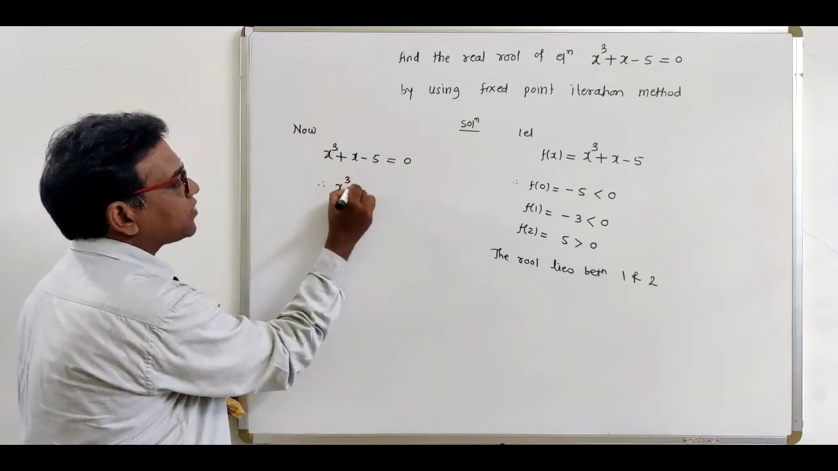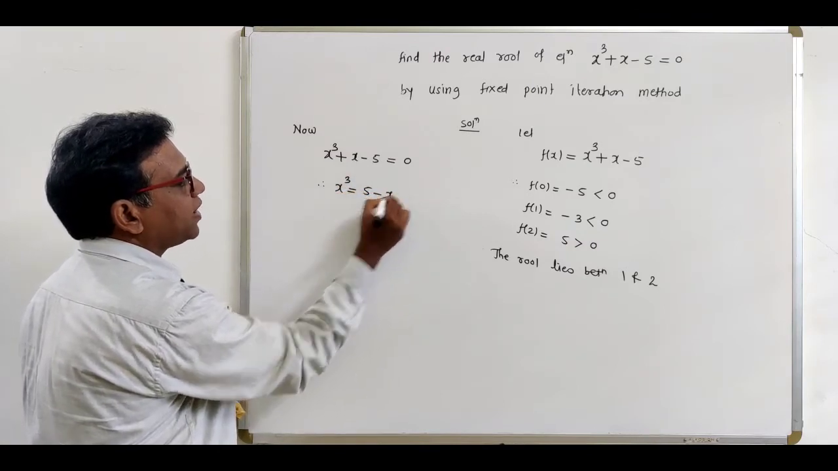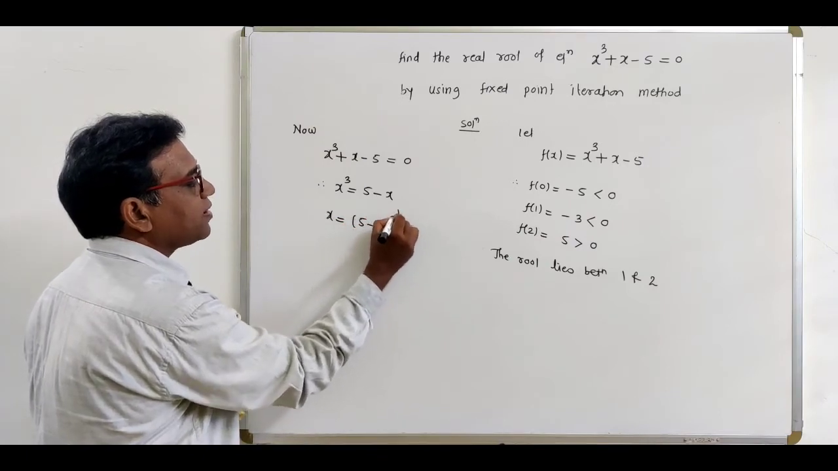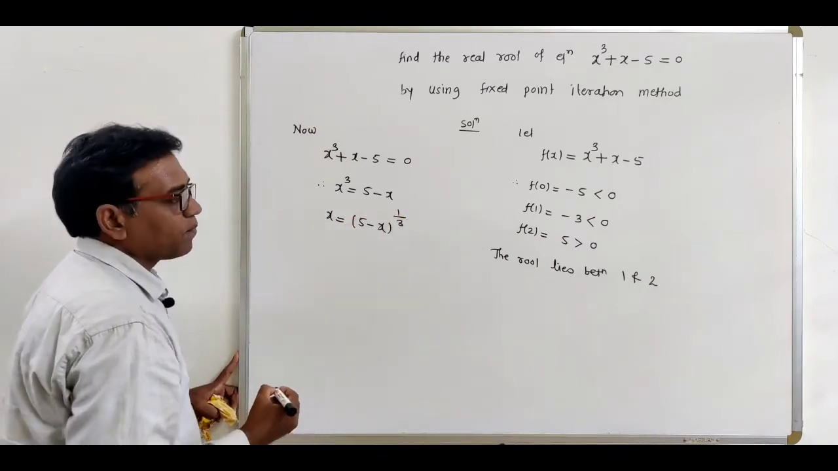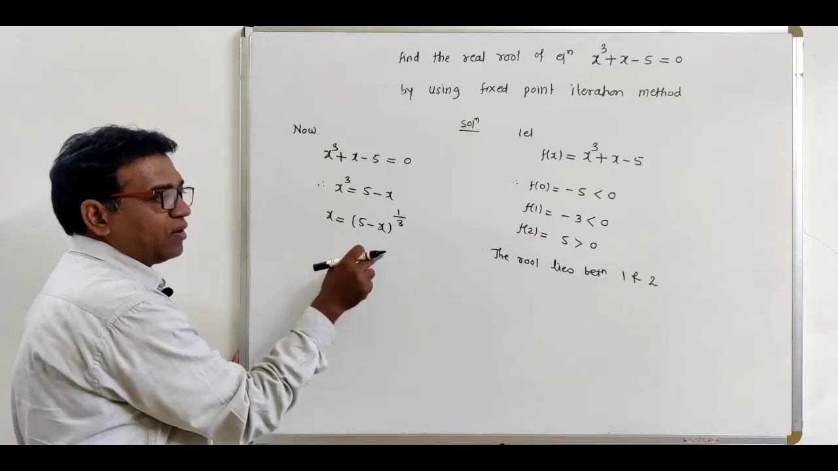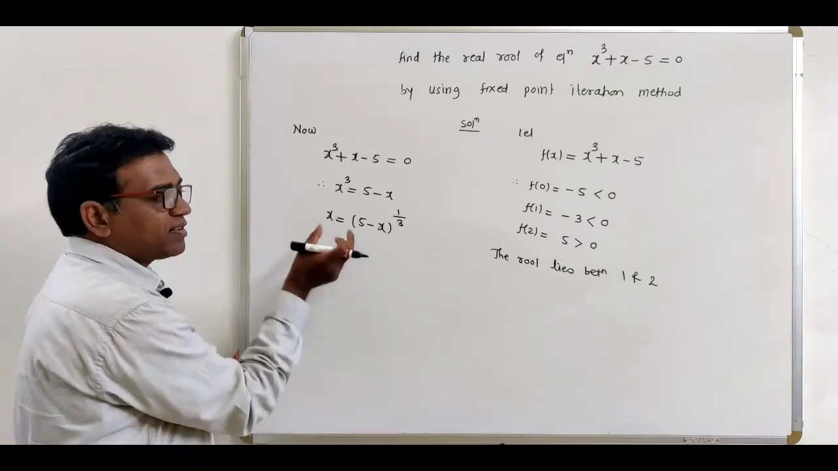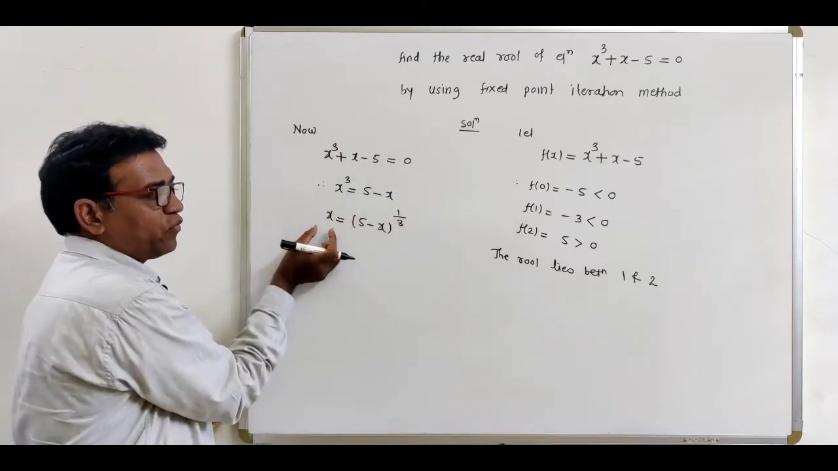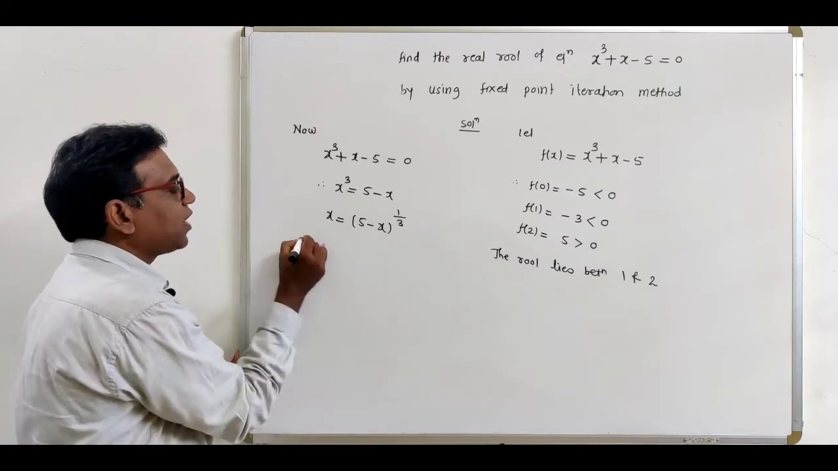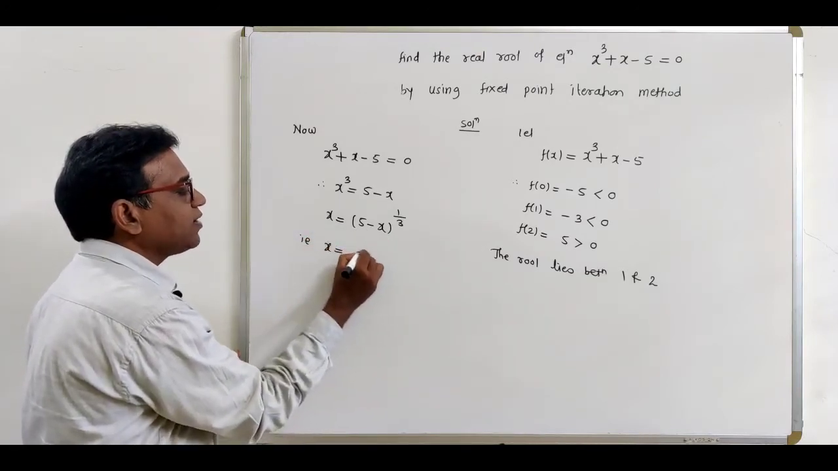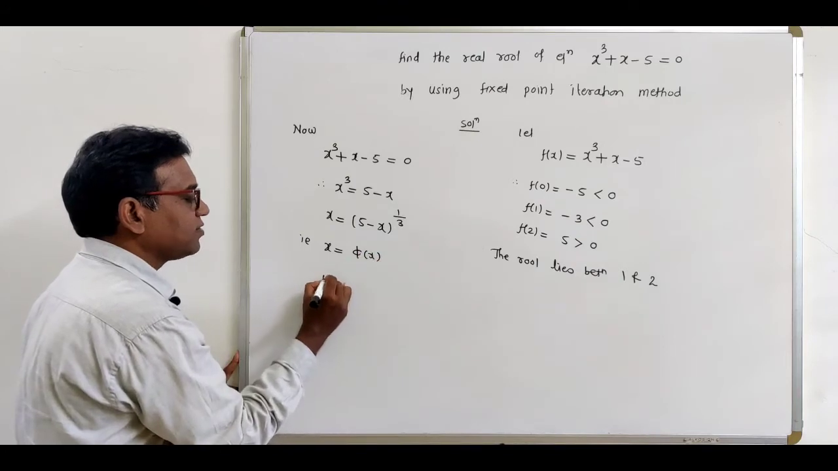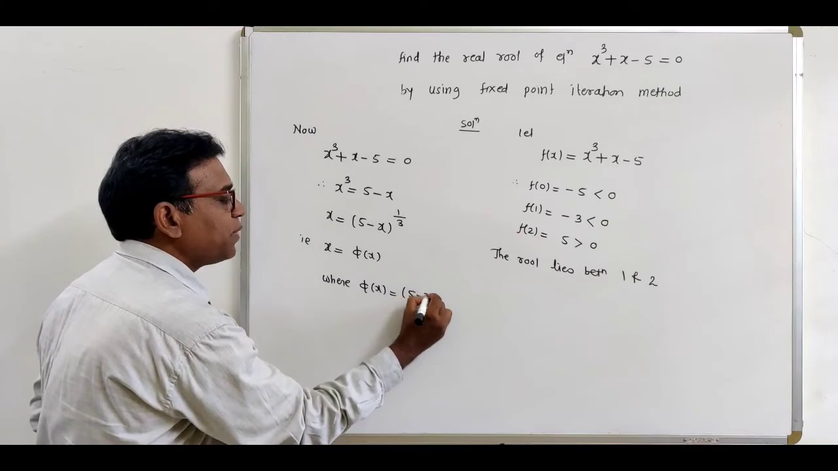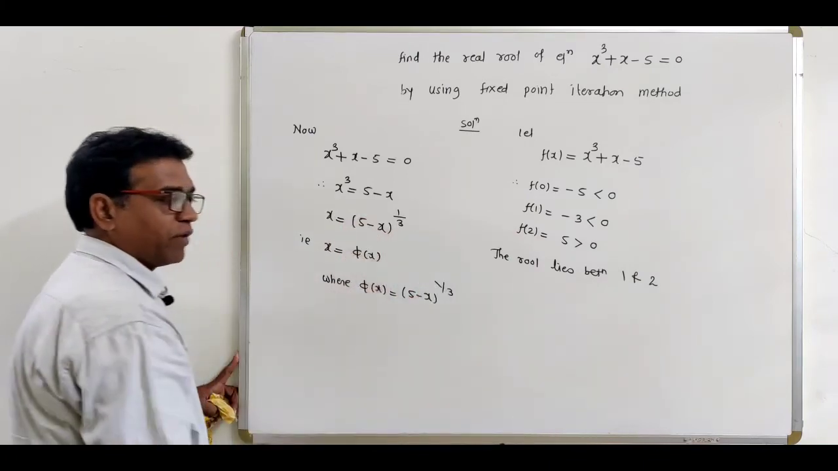Then what is the value of x cube? x cube will be 5 minus x. Then what is the value for x? x will be (5 minus x) raised to 1 upon 3. So this is one of the ways, the second way, for writing this function f(x) equal to 0 in the form x equal to phi of x. So right here, x equal to a function of x, where phi x will be (5 minus x) raised to 1 upon 3.